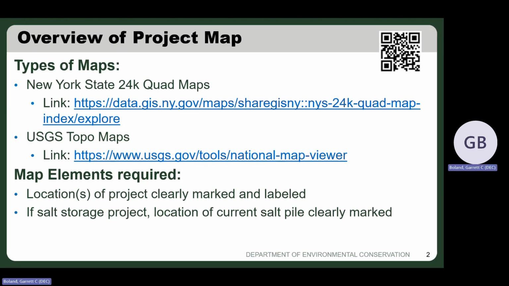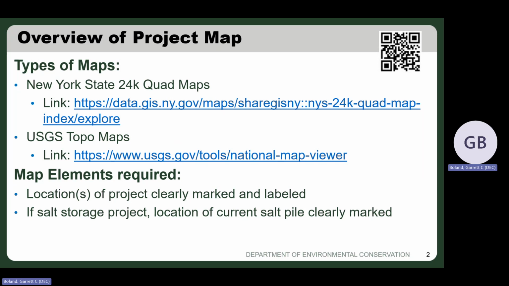To make a project map, you will download a map from either the New York State GIS Clearinghouse of DOT 24K quad maps or the USGS National Map Viewer portal. If you're using DOT maps, you will then use Microsoft Paint or other photo editing software to clearly mark the location or locations of the project on the map. If you do not have access to any photo editing software, we suggest using USGS maps, as the USGS National Map Viewer website allows you to place symbols on the map to mark the project location.